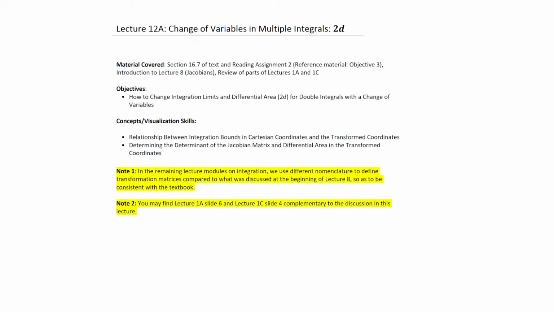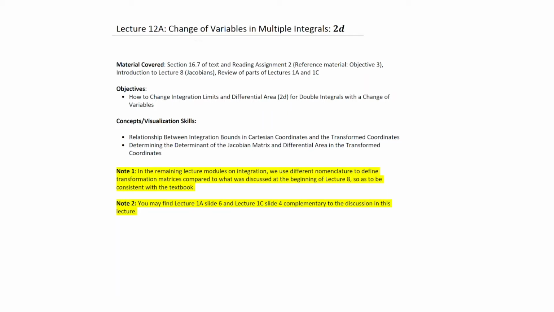And so the concepts and visualization skills in this particular lecture module are the relationship between integration bounds in Cartesian coordinates and the transformed coordinates, and determining the determinant of the Jacobian matrix and differential area in the transformed coordinates.